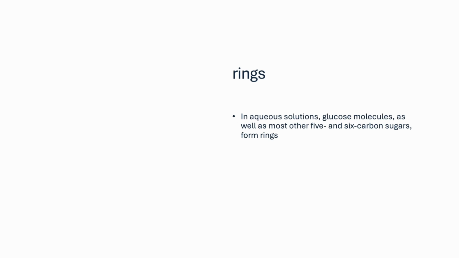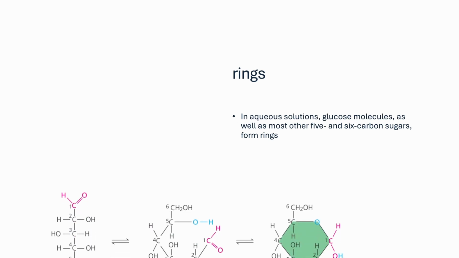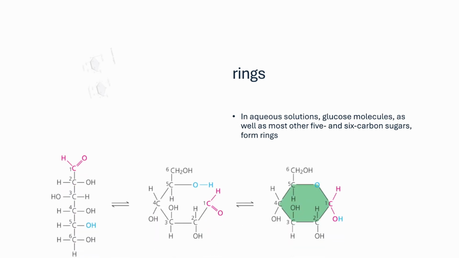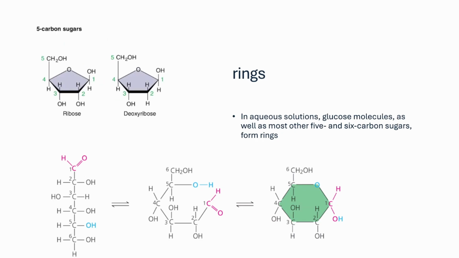Although it is convenient to draw glucose with a linear carbon skeleton, this representation is not completely accurate. In aqueous solutions, glucose molecules, as well as most other 5 and 6 carbon sugars, form rings because they are the most stable form of these sugars under physiological conditions.